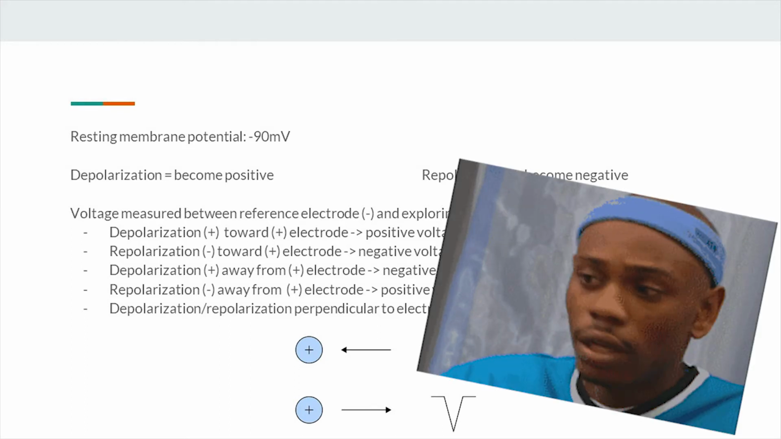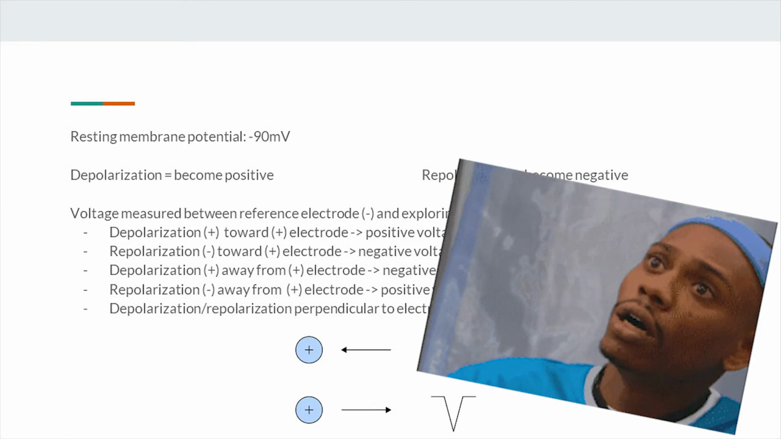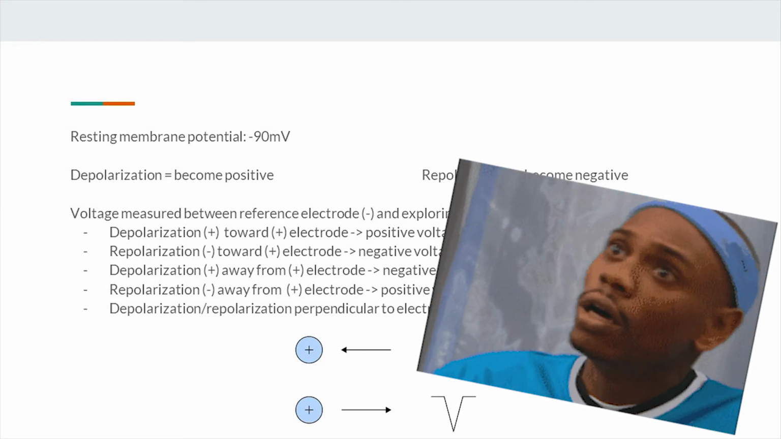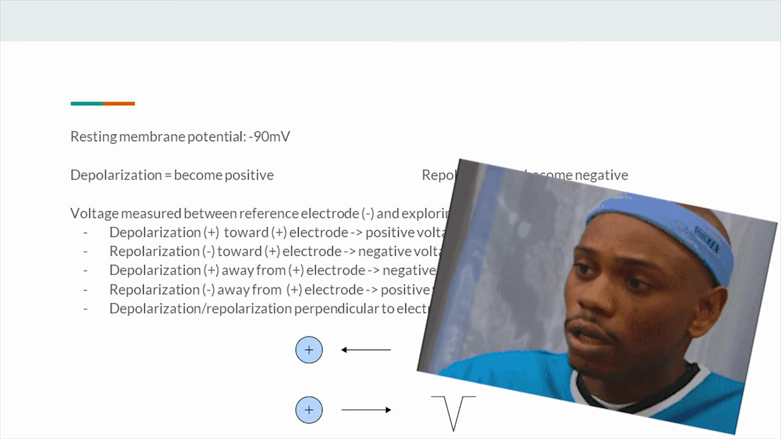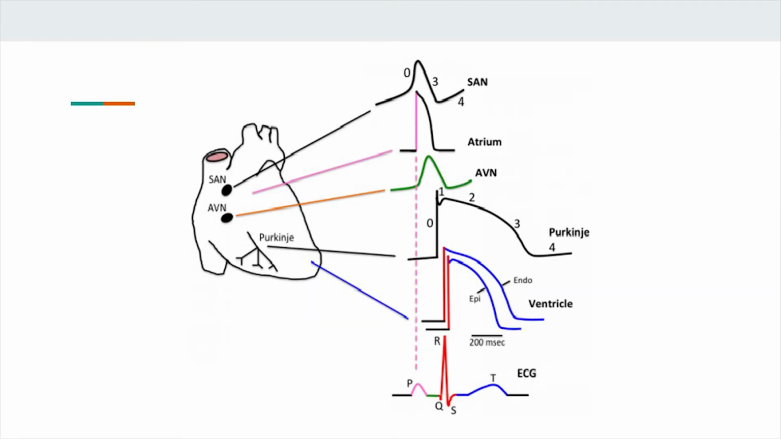If you have this look on your face right now, don't sweat it. This is as far as we'll really get into it, and we'll go over some examples in later videos. So here's a diagram showing the differently shaped action potentials of different parts of the heart.